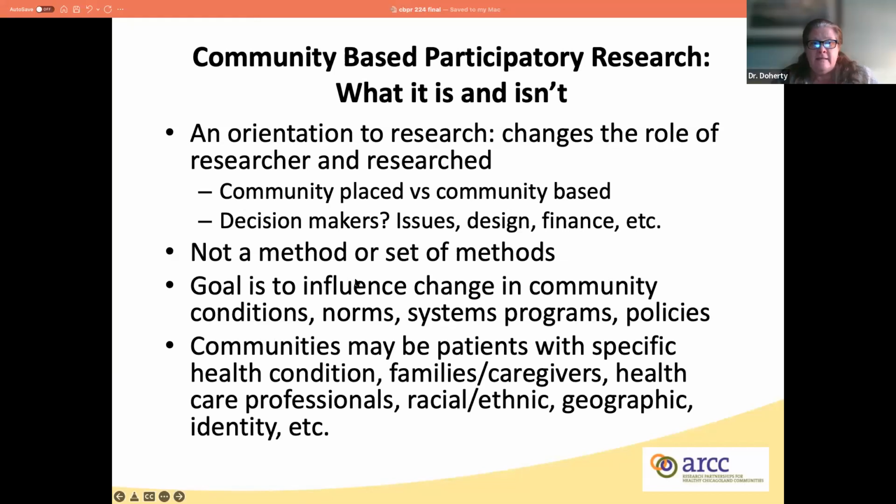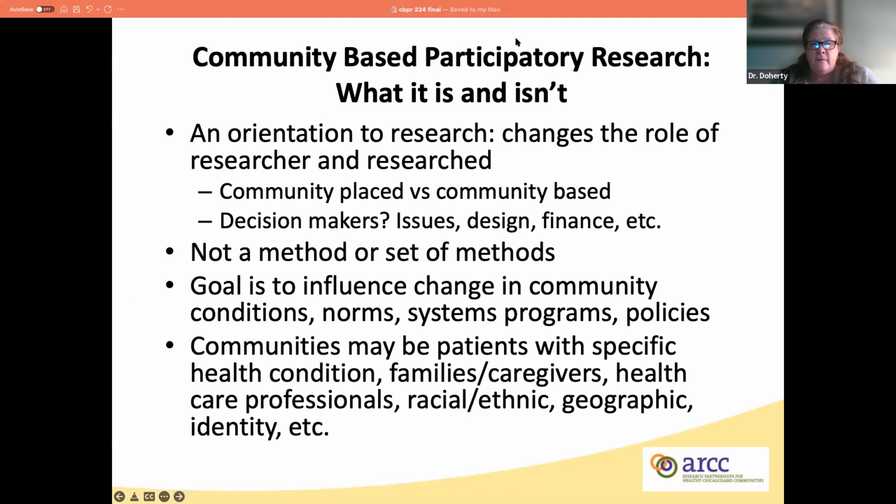The community needs to be a decision maker. They need to bring their issues forward. They need to be involved in the design of the study, financial aspects of the study, literally all phases. There's no aspect that they would not be a partner in. So community-based research is not a method or a set of methods. You can use many different study designs in community-based participatory research.